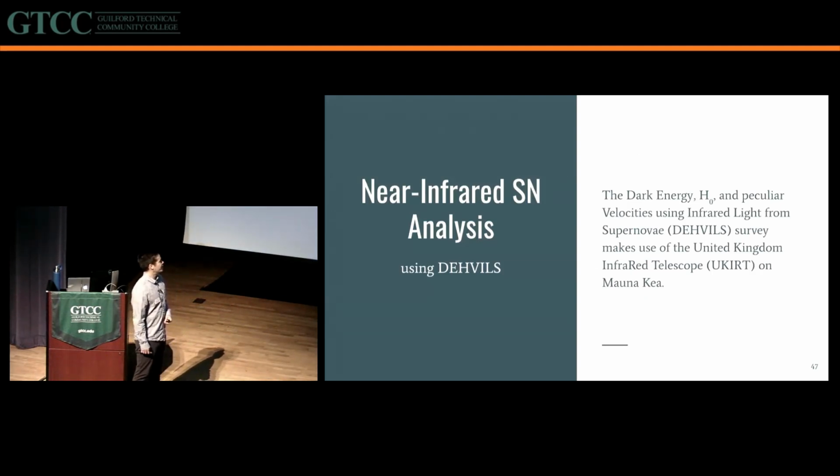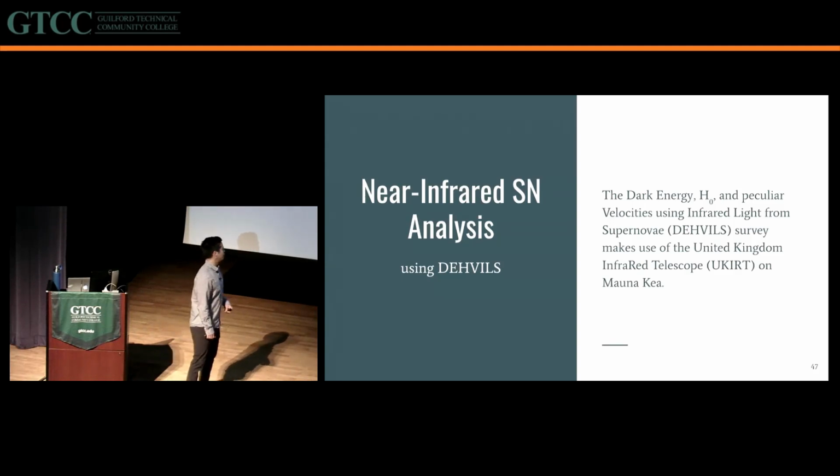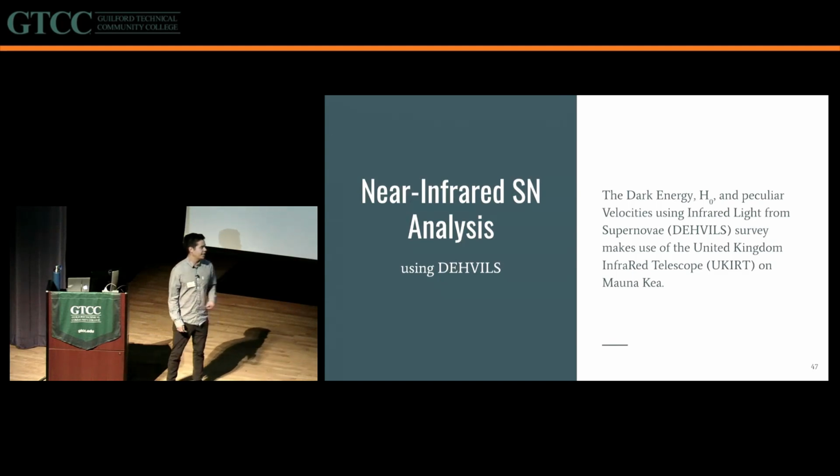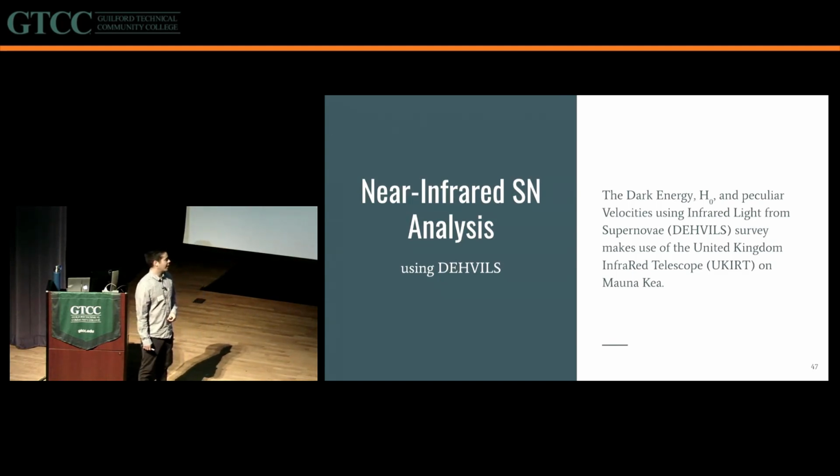So we proposed, and this is my thesis project, to add to that sample, to help us out there. We're going to do near-infrared supernova analysis using DEVILS. I said I'm from Duke. We're the Blue Devils, right? That's what that acronym is. But I will admit I did not come up with this acronym. One of my colleagues from Santa Cruz came up with it. I wasn't trying that hard. Somebody else was. But it's a bit of a doozy of an acronym. It's the Dark Energy, H0, the Hubble constant there, and peculiar velocities using infrared light from supernovae, the DEVILS survey, which makes use of the United Kingdom Infrared Telescope, UKIRT, on Mauna Kea.